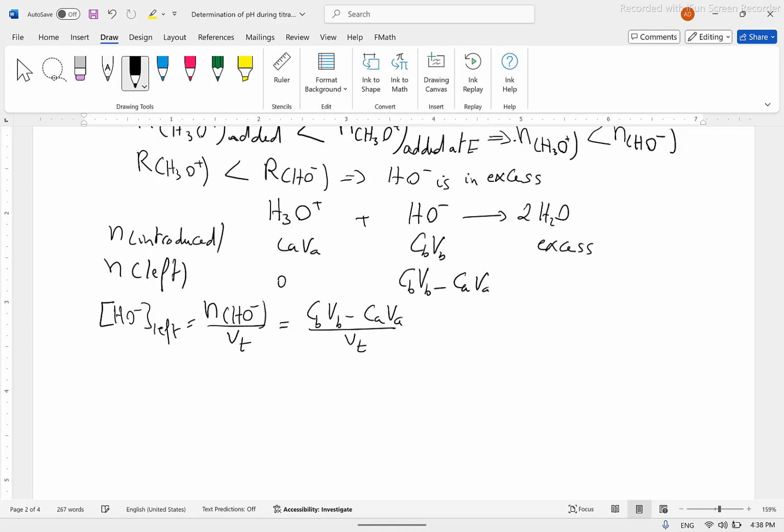over V total. Since at equivalence the number of moles of H3O⁺ added equals the number of moles of HO⁻ introduced, then CBVB equals CAVAE. We can replace CBVB by CAVAE: CAVAE minus CAVA over V total equals CA common factor (VAE minus VA) over V total. V total is the sum of the volume of acid plus the volume of base plus the volume of water added to immerse the electrode of the pH meter.